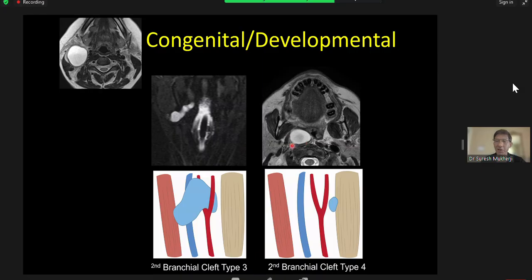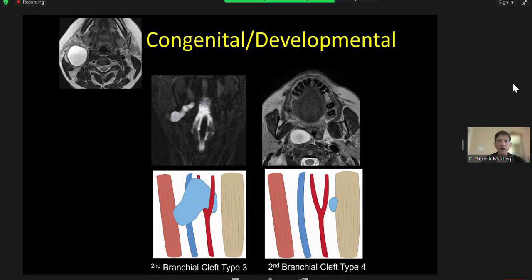And I said, it could be. And lo and behold, he was right. It turned out that this was a type 4 second branchial cleft cyst. It wasn't a tonsillar cyst, but it was a type 4. So my point is that sometimes these turn out to be tonsillar cysts if they're actually in the tonsil. But just realize when you see something like this, oftentimes they don't present. In the back of your mind, you have to also consider a type 4 second branchial cleft cyst.